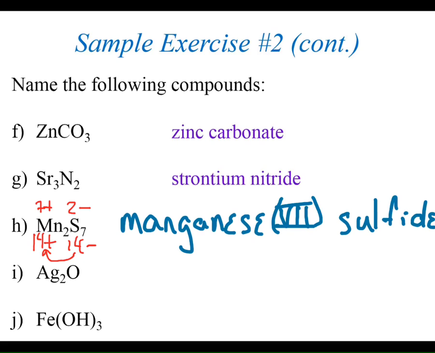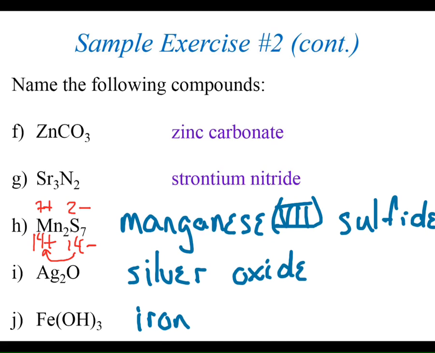Okay, how about the next one? What's Ag? Silver. Does silver need a Roman numeral? Why does it not need a Roman numeral? It's in the magic triangle. What's oxygen all by itself going to be called? Oxide. Slowly sinking in. Awesome. What is Fe? Iron. Does iron need a Roman numeral? Yes, it's not in group 1, 2, or the magic triangle.